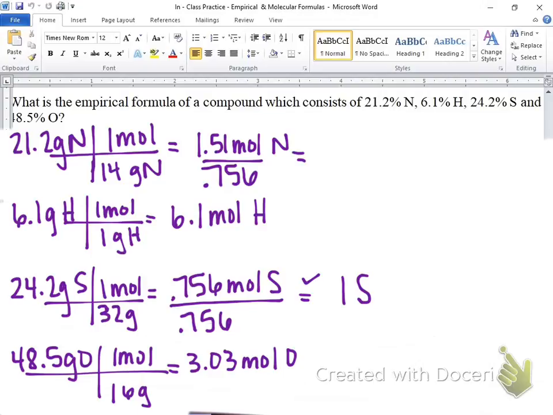And we should hopefully get really close to whole numbers. We should have whole number ratios. It depends on where you round, but we need to be at whole numbers here.